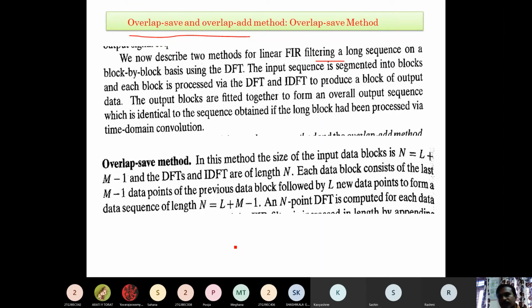The outputs come 10 at a time, and the output block is just merging the results. It adds them and gives the output. So you are working with long length data with the help of segmentation. Those two methods are the overlap save and overlap add method. How they deal with this, we'll discuss in the next class.